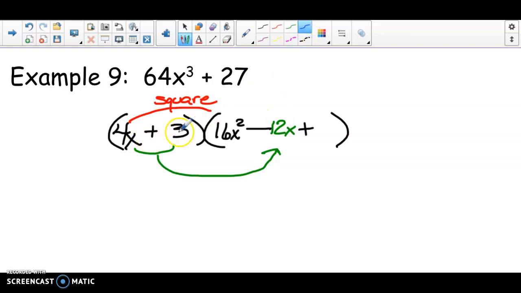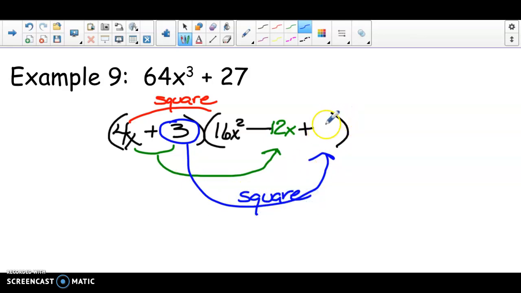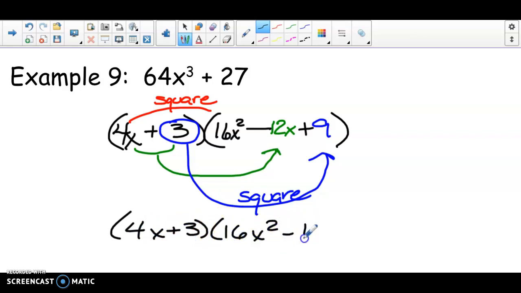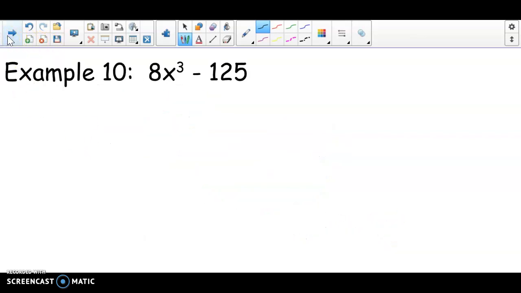And then the last thing I'm going to do is take the 3 and square that. Well, 3 squared is 9. So that's my answer: 4x plus 3 times the quantity 16x squared minus 12x plus 9. And I factored it. All right, next example.